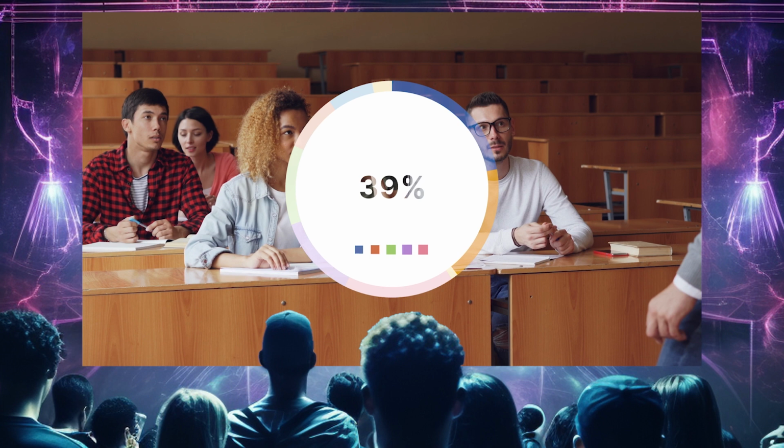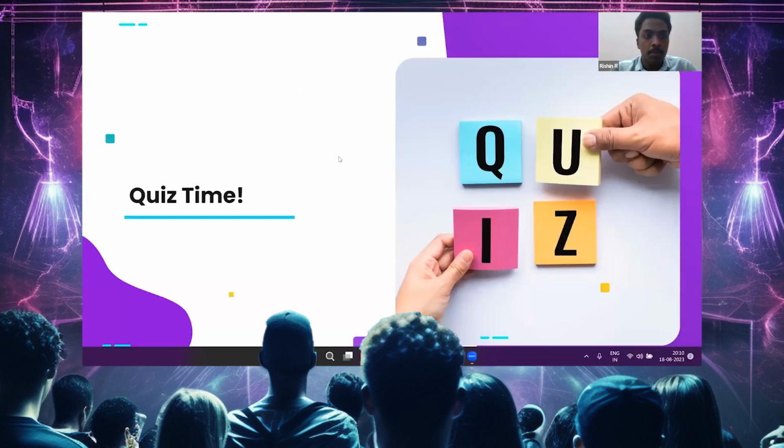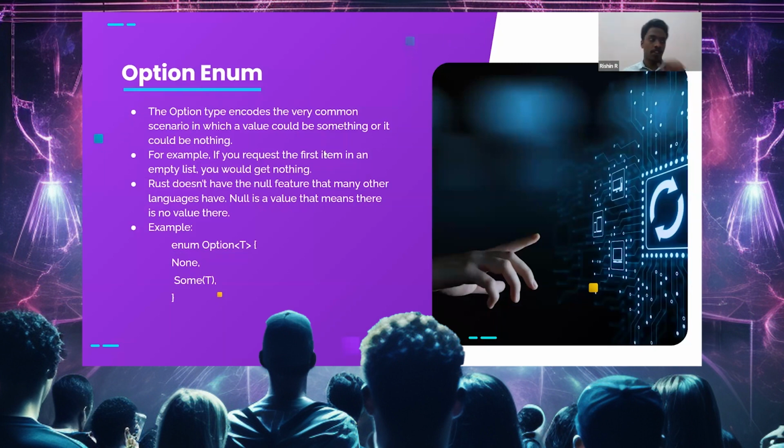Nice. Okay. Now we will go to something more important. That is the Option enum. Now this is one of the most important implementations of enum in Rust. That is to use the Option data type.